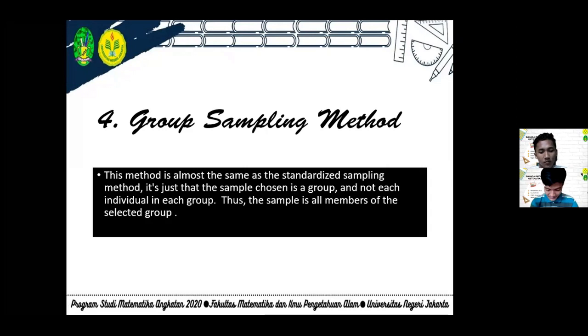Four, cluster sampling method. This method is almost the same as the stratified sampling method. It's just that the sample chosen is the group and not each individual in each group. Thus, the sample is all members of the group.